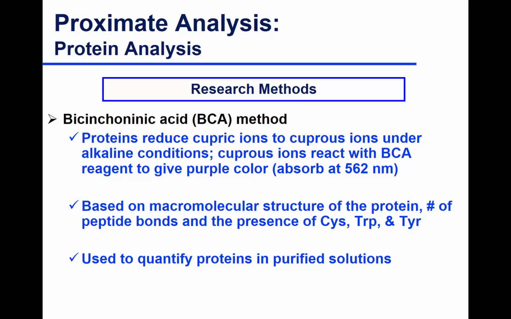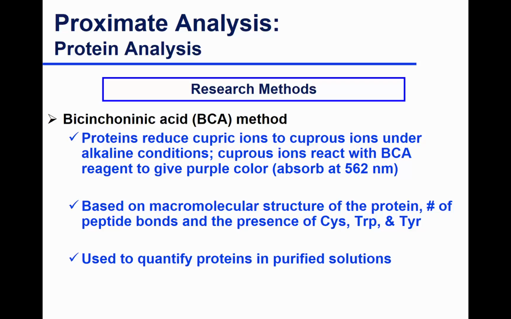Also, in addition to the peptide bonds being able to reduce, you have cysteine, tryptophan, and tyrosine that are also able to help reduce the cupric ions to cuprous ions. For cysteine, it is the SH group, and on tryptophan and tyrosine, it would be your OH group on the amino acids that can help reduce.